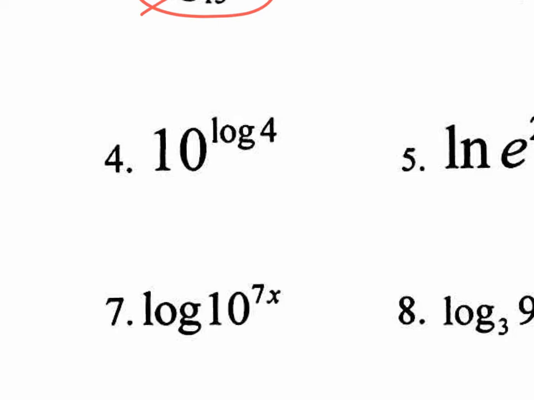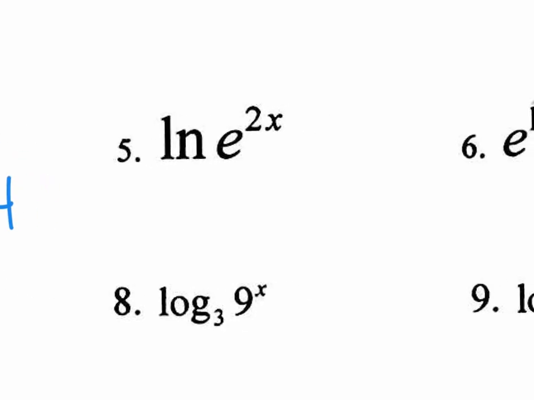Let's do the same thing over here on number 4. 10 to the common log 4. Now when I say common log, that means that it has a base 10 right there. So what happens with the 10 to the log base 10? It cancels out. So my final answer is just 4. Let's move on to number 5.